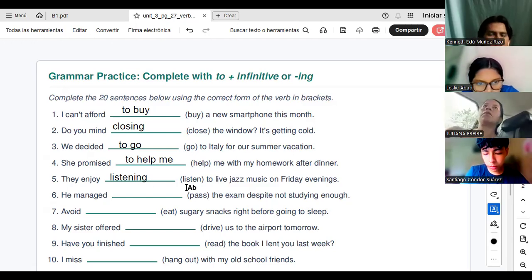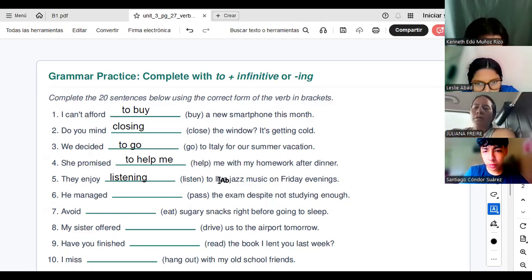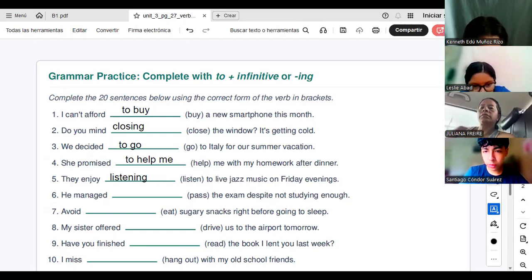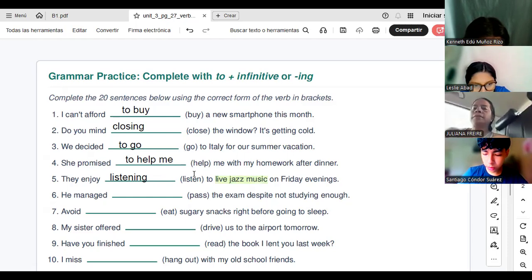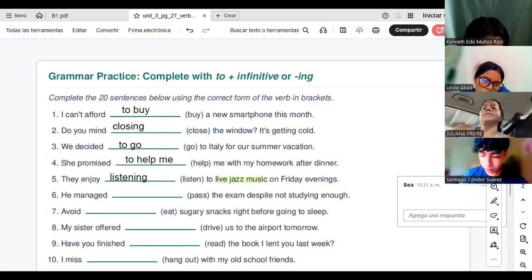So, they enjoy listening to live jazz music. And be careful here. Notice that after listening, there's to. Live jazz music is not a verb. Todo eso es un objeto. Es el objeto de la oración. Entonces, eso no es un verbo. Y cuando decimos listen to, escuchamos que siempre el verbo listen lleva a él la preposición to. Listen to live jazz music on Friday evenings.